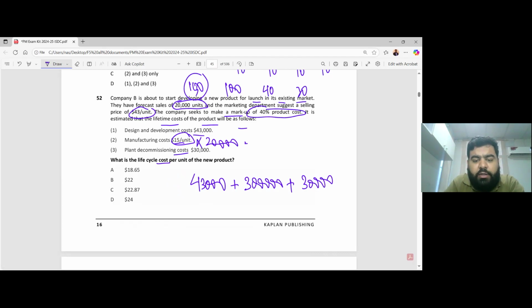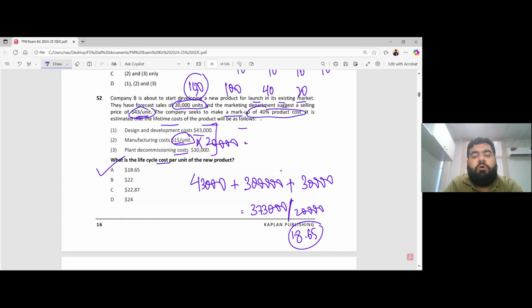You don't need to take the selling price. All costs you have added: 43,000 plus 300,000 plus 30,000. It's 373,000, divided by the number of units, 20,000. It's 18.65. You have taken all the cost and just divided by the units.